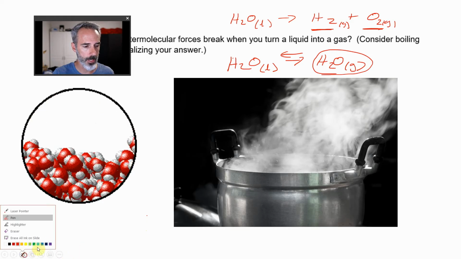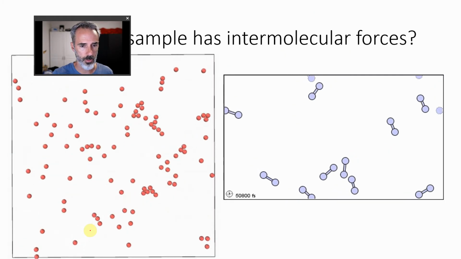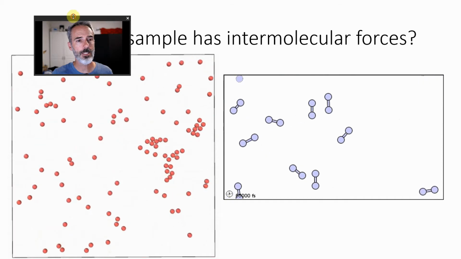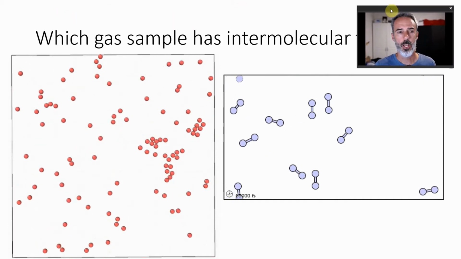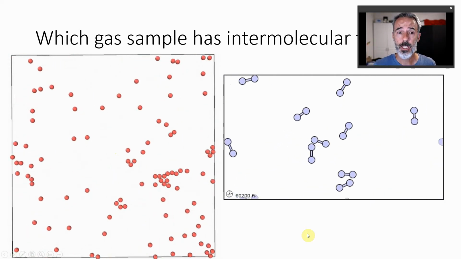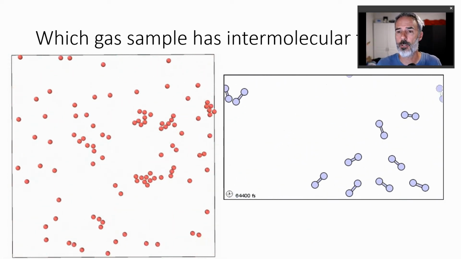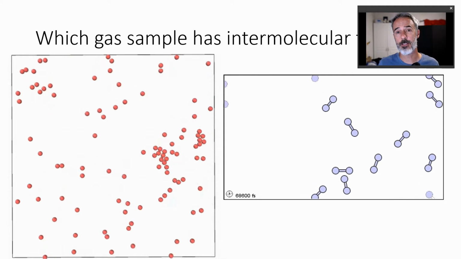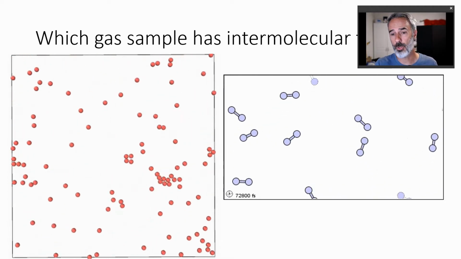All right, let's get rid of that and let's go on to here. Now, if you look at these two, I love these two diagrams here. Which gas do you believe is representing intermolecular forces within the gas? The red one or the blue one?